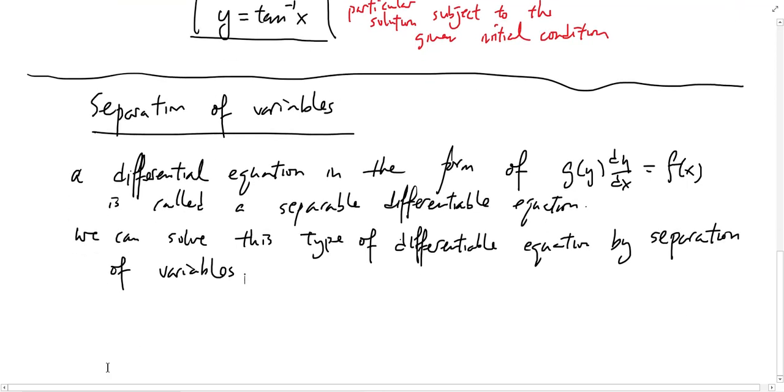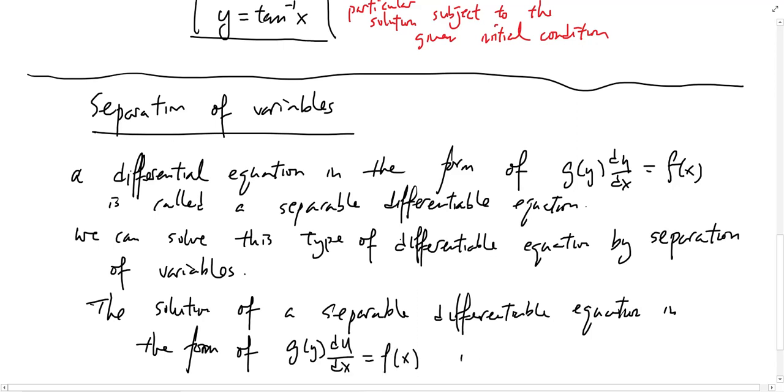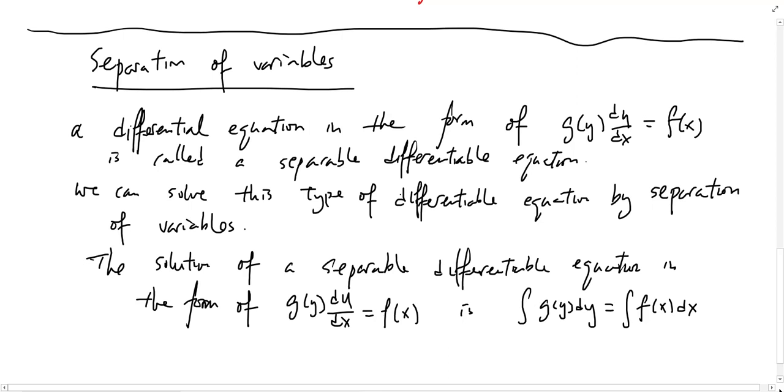So once again, what I'm going to show you is what the solution looks like. The solution of a separable differential equation in this form of g of y dy dx equal to f of x is basically this: the integral of g of y dy equals the integral of f of x dx. So the idea here is to separate the y and the x into two different spots, and after you do that, you would then be able to integrate to come up with the correct answer. That's the general idea of a separable differential equation.